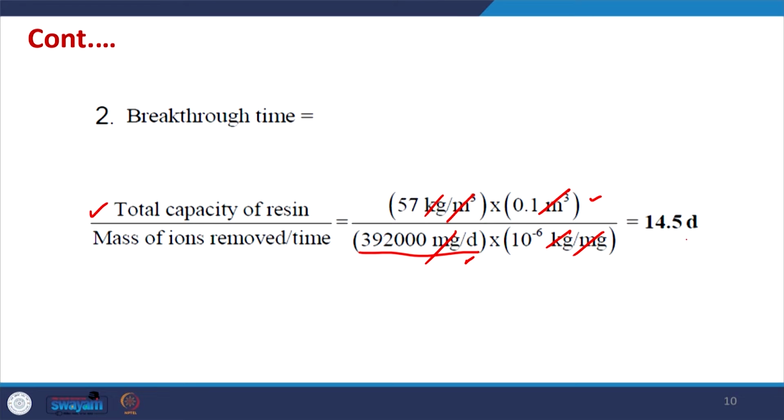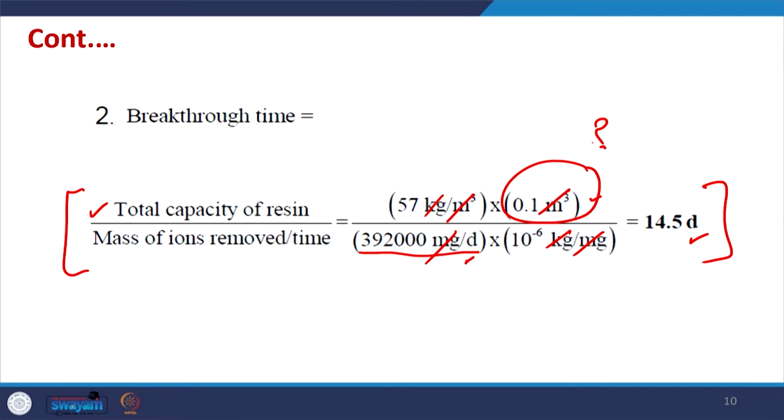If you perform the calculation, we can use this particular resin for 14.5 days without regeneration, after that the breakthrough will be achieved and we will have to regenerate the bed. So, this calculation can be performed very easily for this bed, and using this equation we can always calculate how much resin we should use. Sometimes we may have to find out this parameter.